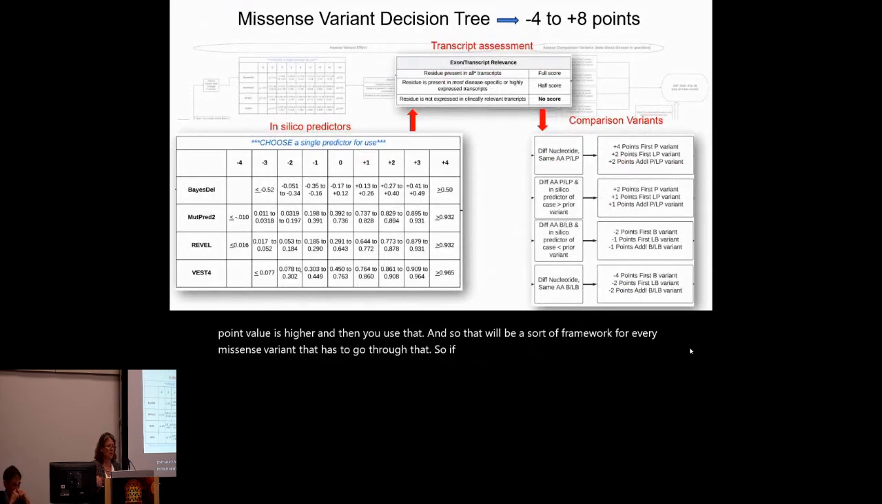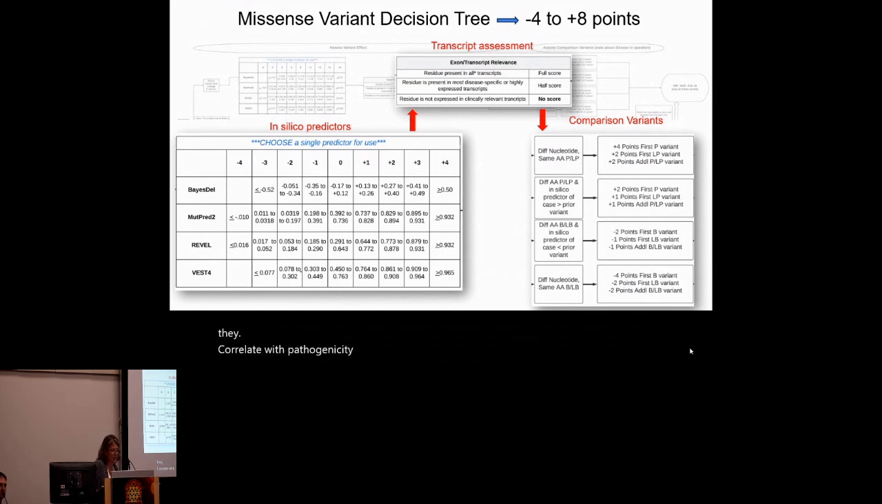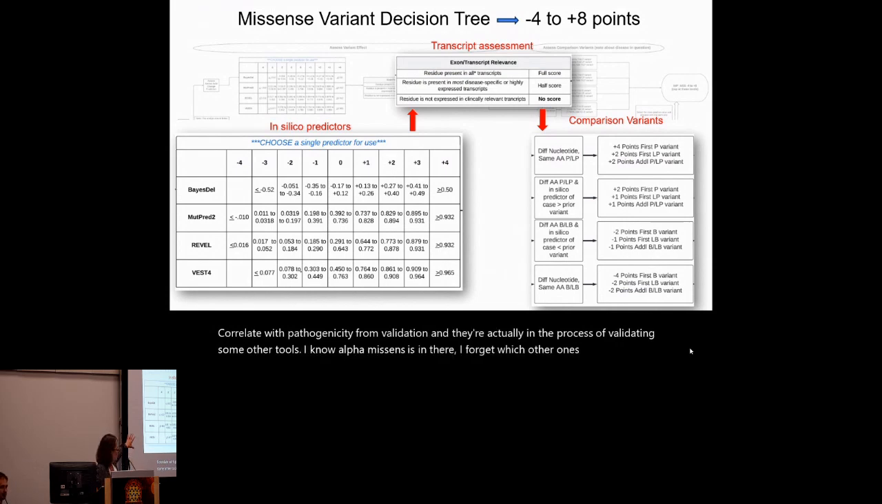If we zoom in at the top of that to the missense part of it, it starts with in silico predictors. The group that worked within ClinGen SVI to validate these predictors assigned point values based on how well they correlate with pathogenicity from validation. They're actually in the process of validating some other tools. I know AlphaMissense is in there. I forget which other ones, but you'll be able to look up your variant in one of these tools and get a score, and use those points.